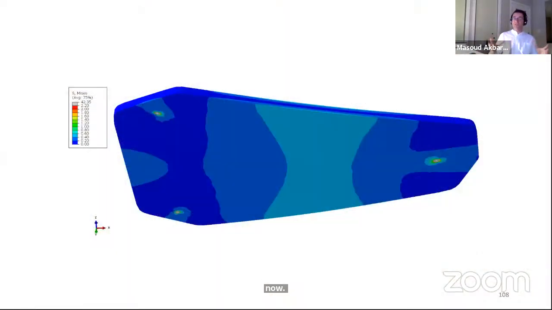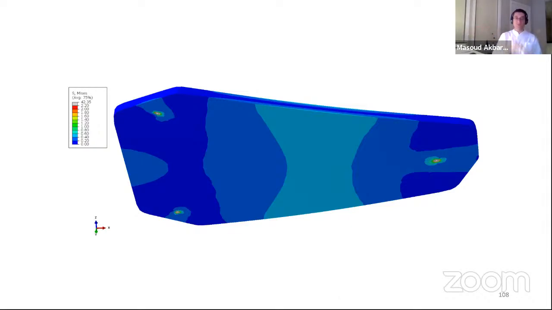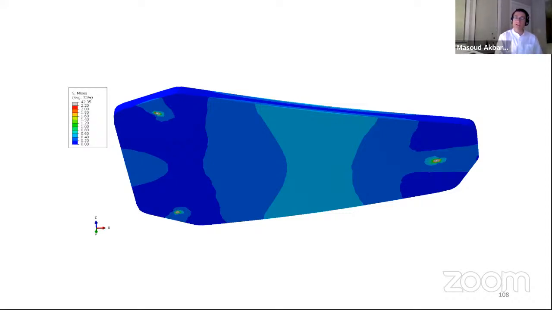But now the difficulty was how we can actually design a load-bearing system that can cover this piece of furniture or table. So we assumed that, let's just design a glass structure to withstand 4 meters, or almost 3.80 centimeters. The difficulty of designing a glass piece that can be supported in only three locations and can sit based on self-weight on top of the table was that if we wanted to use glass, the glass should not bend under its self-weight. And if you don't want the glass to bend under self-weight, you have to use 2.5 centimeter thick tempered glass, which adds up the self-weight of the glass itself to 500 kilograms.